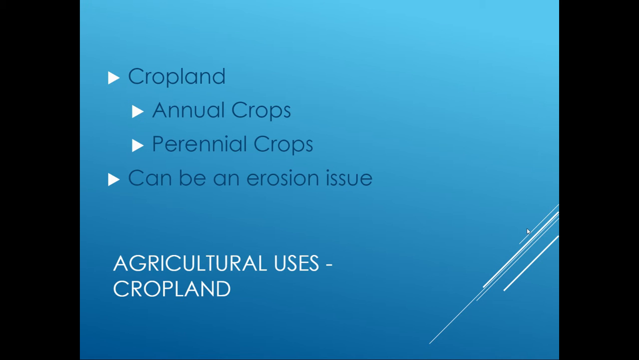It can be an erosion issue if certain methods are not used properly, like crop rotation. That's a great example of an annual crop, and you change it every year to help keep the soil in place.